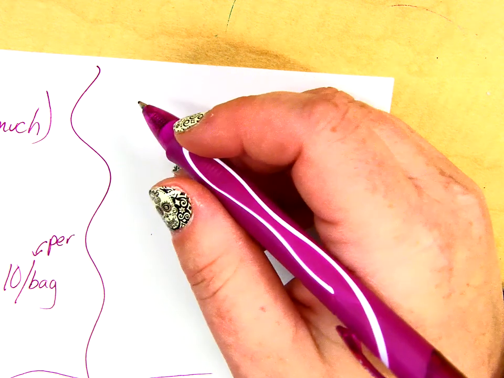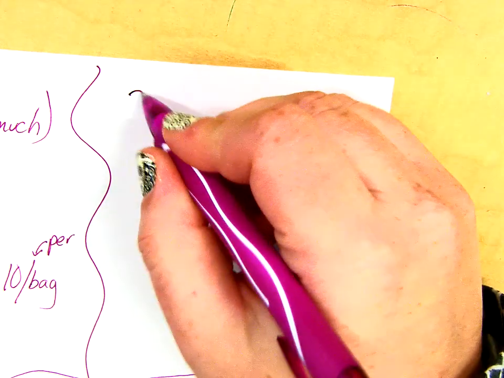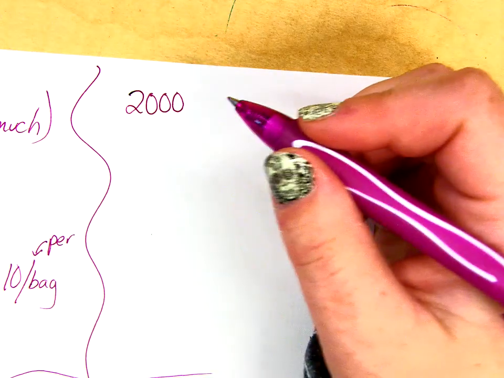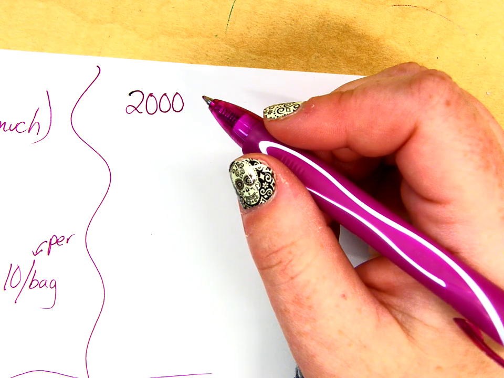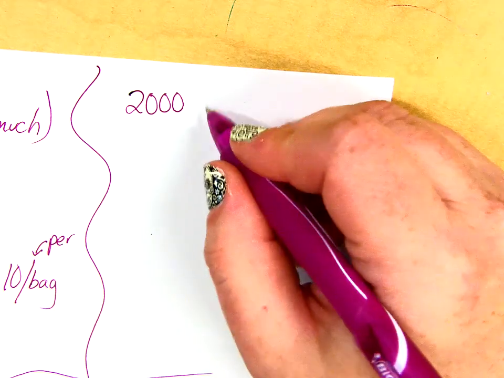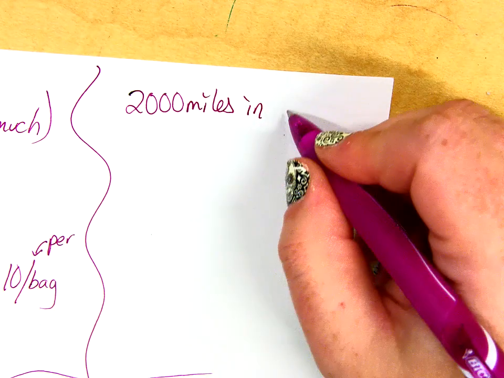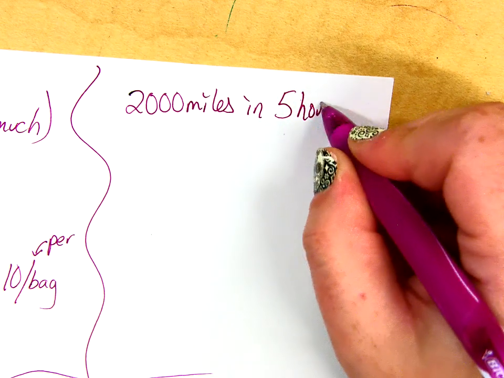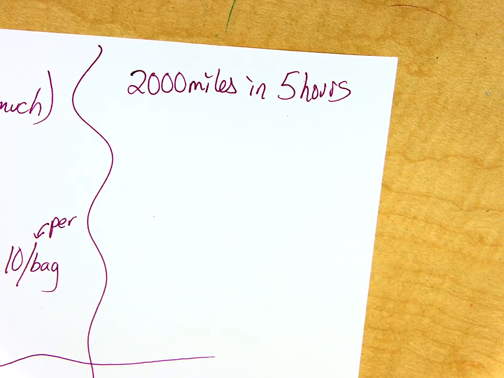So let's say, I don't know, that's about 2,000 miles across the country, right? I think it's something like that. 2,000 miles. How long does it take you to get there? So let's call it 5 hours. Okay, so he's going to travel 2,000 miles in about 5 hours.